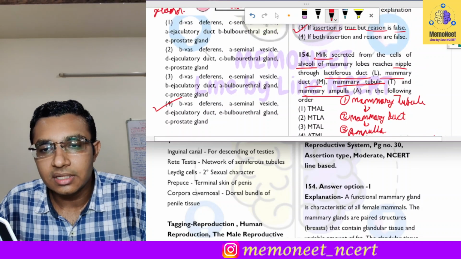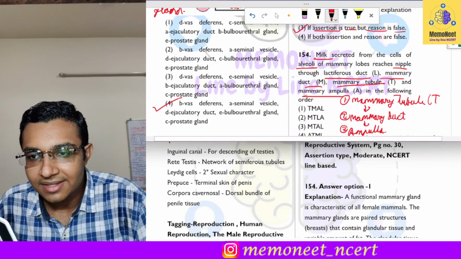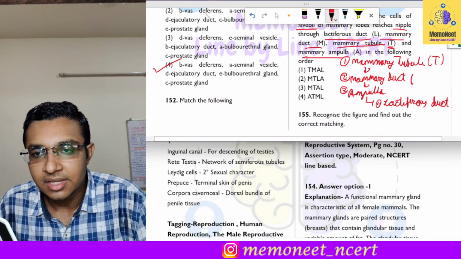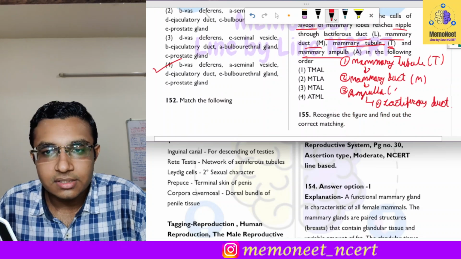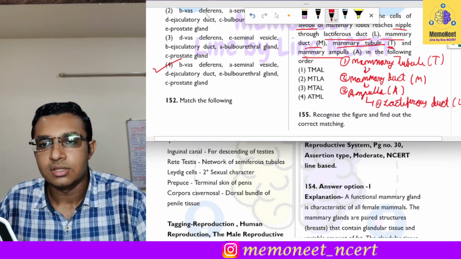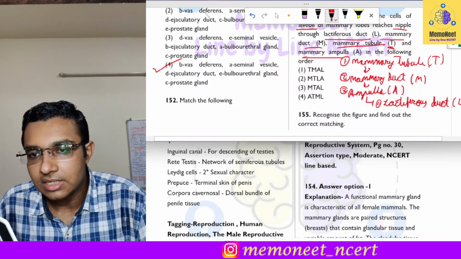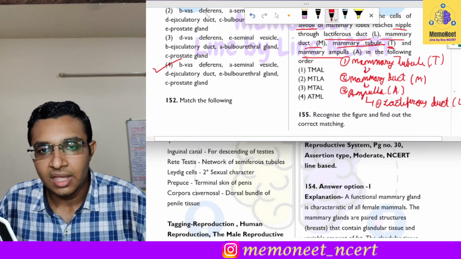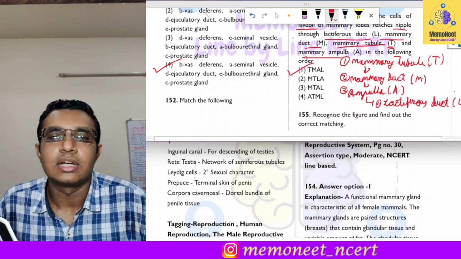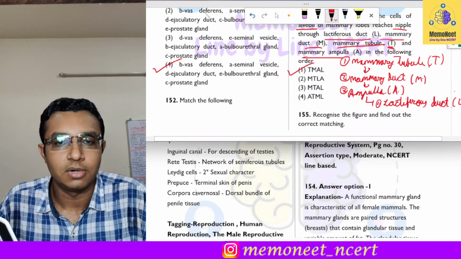Now here in the question, the mammary tubule is labeled as T, as you can see over here. Then the mammary duct is labeled as M. Then the ampulla is labeled as A, and lactiferous duct is labeled as L. So the correct sequence is what? It is TMAL. And this TMAL is seen in which option? It is seen in option 1. So the correct answer of this question will be option 1.